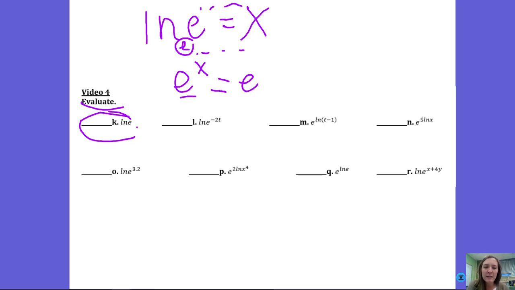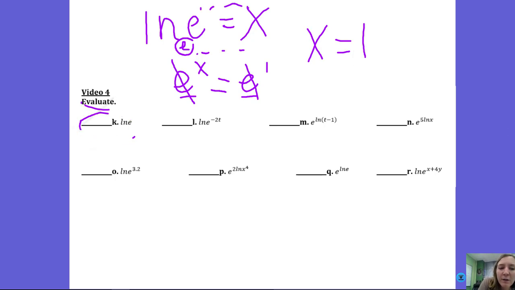Now, I'm seeing e to the power of x equals e. These bases are the same, so that means we get to cancel out the bases, and we're left with the exponents. Now, if it's not listed, that means the exponent is 1. So my answer, x equals 1, is going to be the answer that I have over here for this log, ln of e. So my answer is 1.